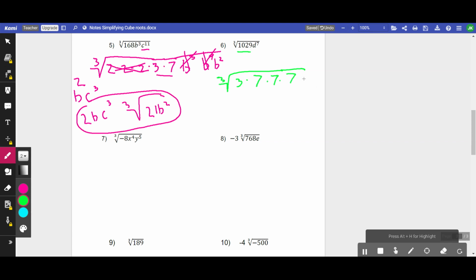Hold on. So this is d to the 6 and then a d. And then we brought out these 3 7s, and then this is d squared. Okay. So then you'll have 7d squared outside, and then the cube root of 3d would be left in there.